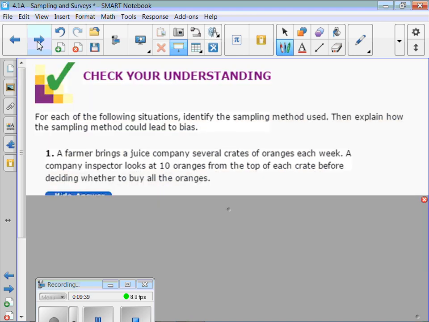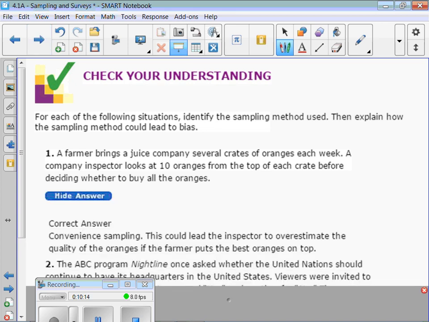All right, let's see. A farmer brings a juice company several crates of oranges each week. A company inspector looks at 10 oranges from the top of each crate before deciding whether to buy all the oranges. So what sampling method was used, and explain how it could lead to bias. What sampling method? This is convenience. You're just grabbing the top 10 oranges. So how could this lead to bias? Maybe they put all the good ones on the top, right? Like on purpose to make it look good. I don't know. Could lead to an overestimate.